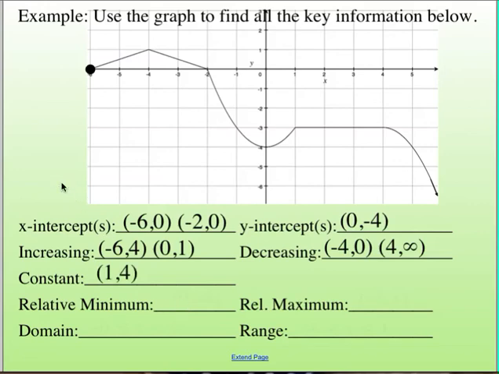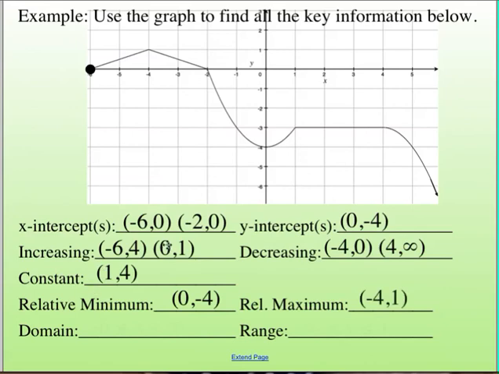A relative minimum, remember, a minimum is where the graph goes from decreasing to increasing. And so on this graph it went from decreasing from -4 to 0. So at 0 it's going to change from decreasing to increasing. So we have a relative minimum at 0, -4. And then maximum is where it goes from increasing to decreasing. So we have a maximum at -4, 1.